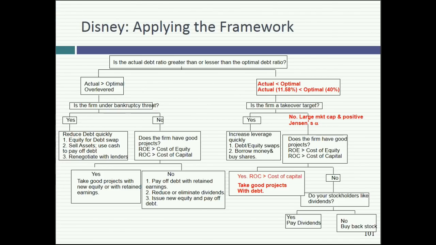Was it positive or negative? Let's start easy. Positive, right? It was about 9%. The Jensen's alpha was about 9% on an annualized basis. So it's done pretty well over the last 5 years.